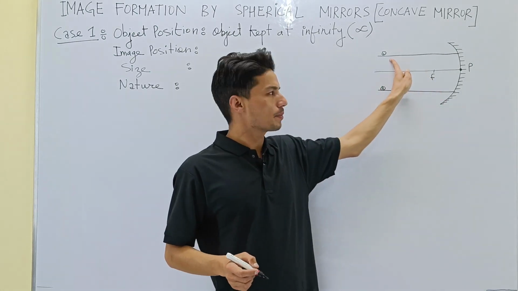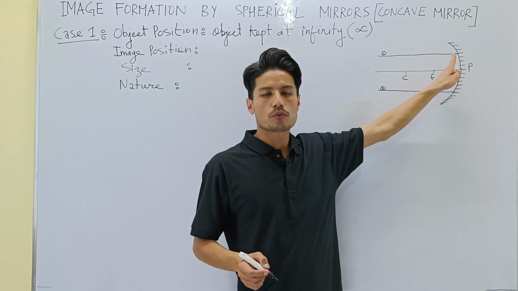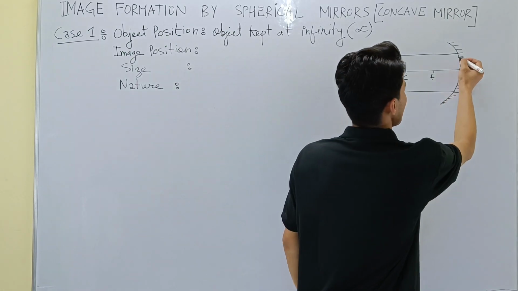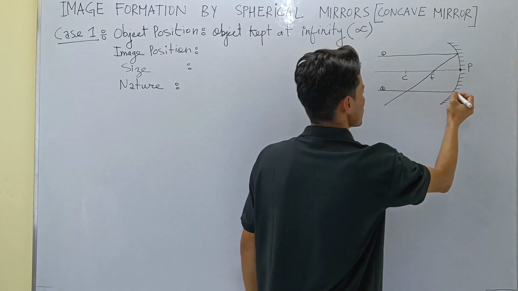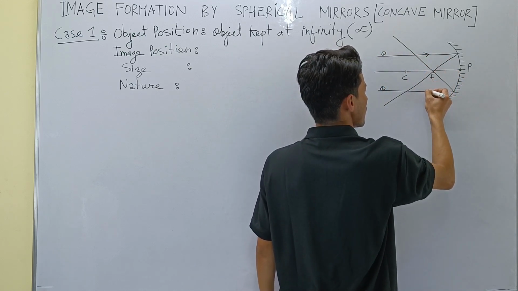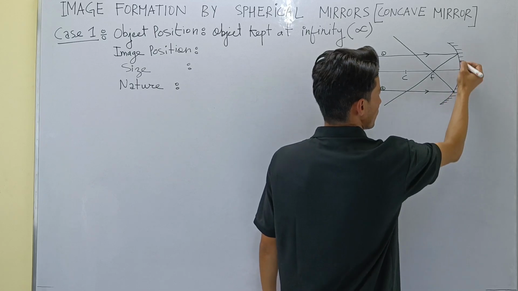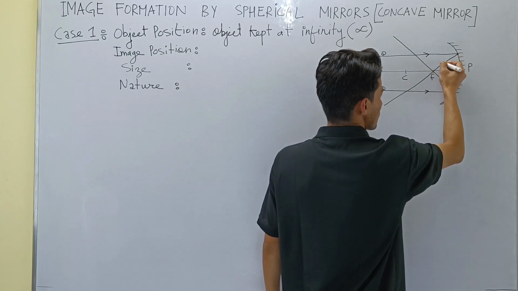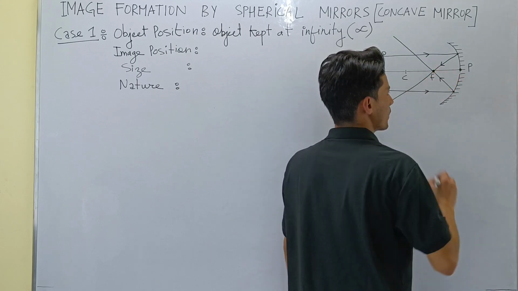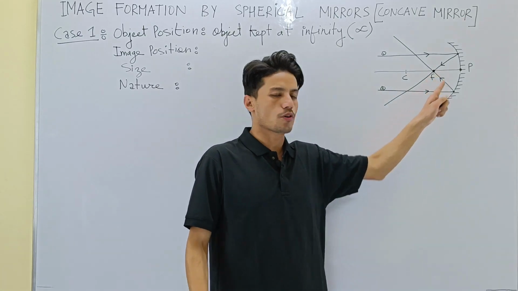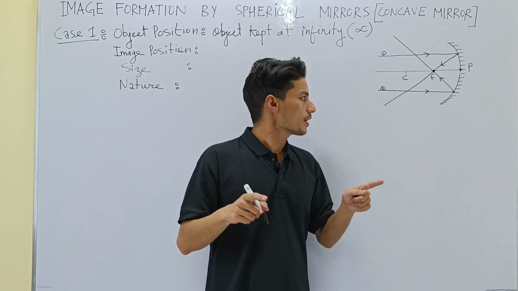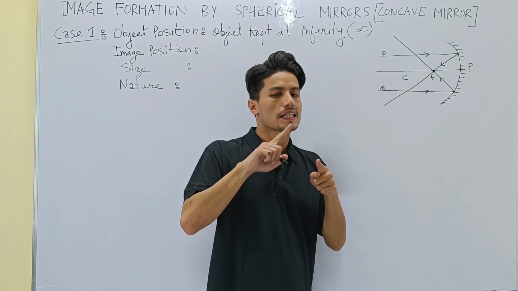So when the ray is traveling parallel to the principal axis, after reflection, how will the reflected ray go? It will pass through the focus, yes or no? So the reflected ray will pass through the focus. This is the incident ray heading towards the mirror, it touches the mirror here, reflection takes place, and it has passed through the focus. Image will be formed here. Remember, class, the image is formed at the point where the 2 reflected rays meet. Wherever the reflected rays meet, the image is always formed there.